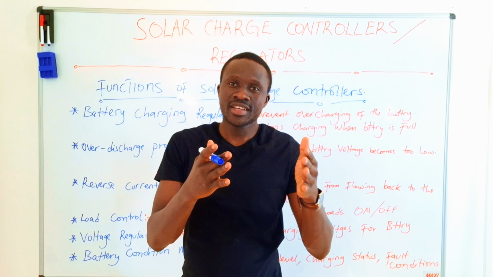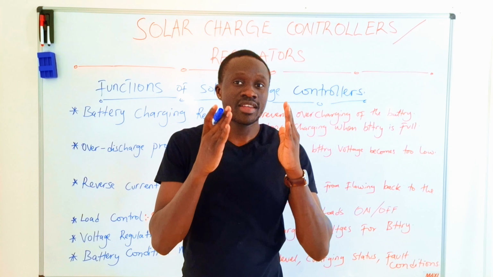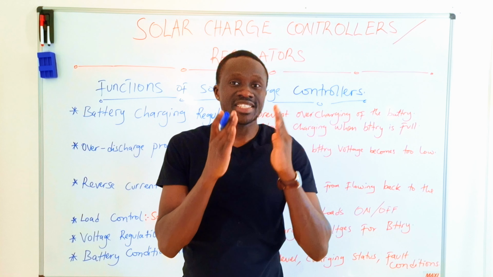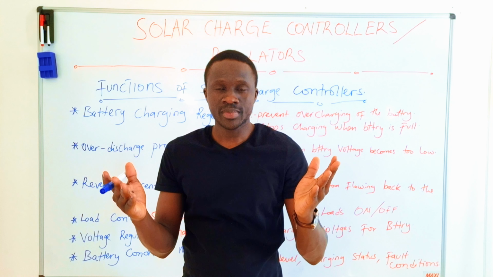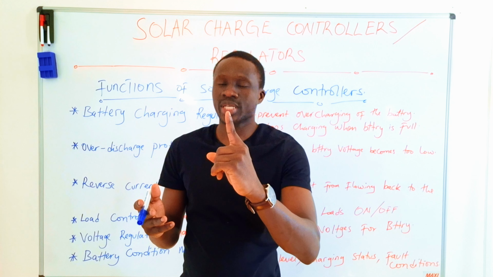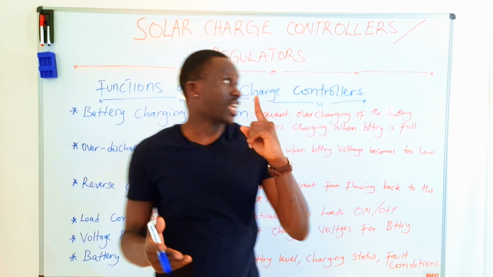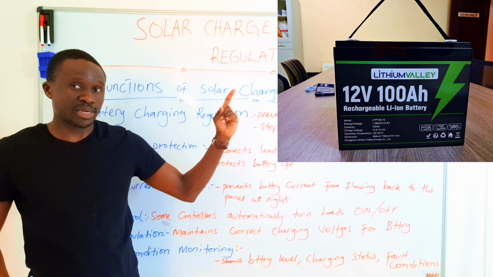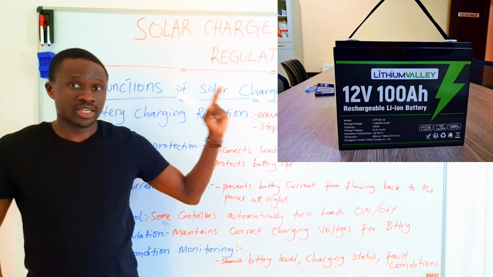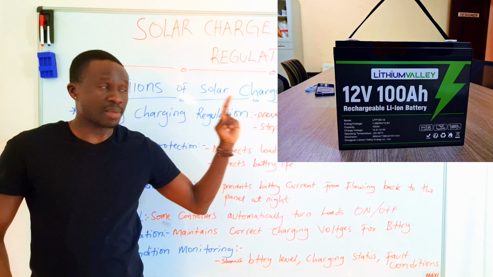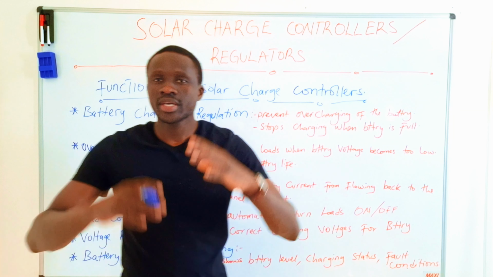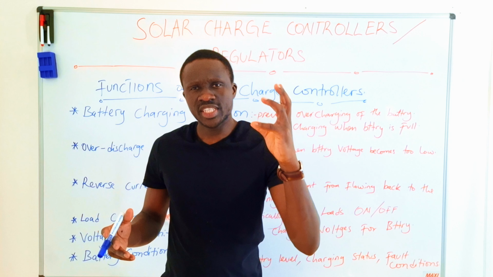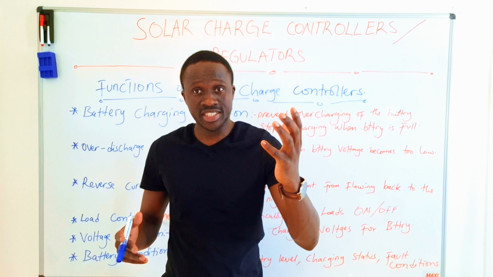like 100 ampere hours, that is 100 Ah, 12 volts. Such a battery will need something like that. You see the battery voltage, 100 ampere hours, 12 volts. Okay, it will need something like 15 volts for charging.